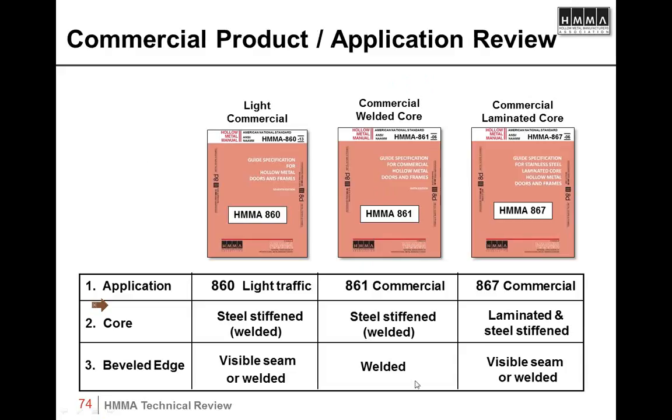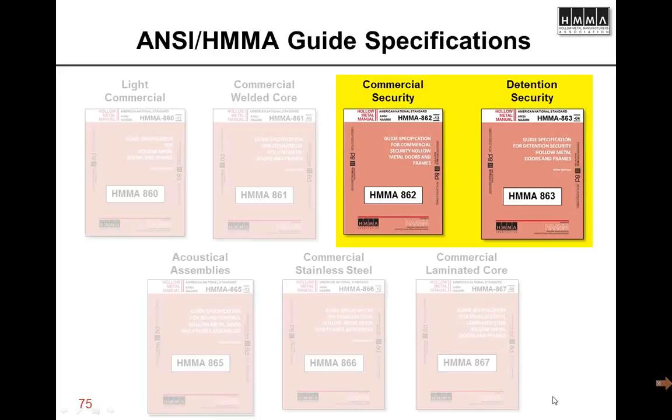Reviewing this, your 860 is light-duty construction. It is steel stiffened welded with visible or welded seams. 861 is your classic commercial hollow metal spec. That would be steel stiffened welded to the face sheets, and your edge is totally welded. Looking at 867, it's all your laminated cores, including steel stiffened, and your edge seams can be visible or welded. So that's a high review of your commercial core or your commercial constructions.